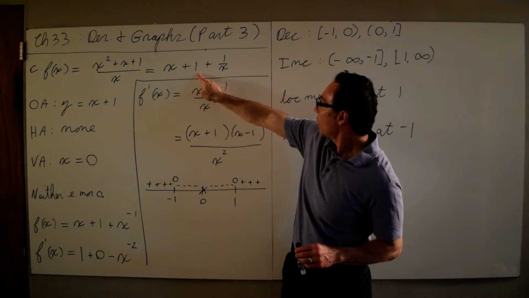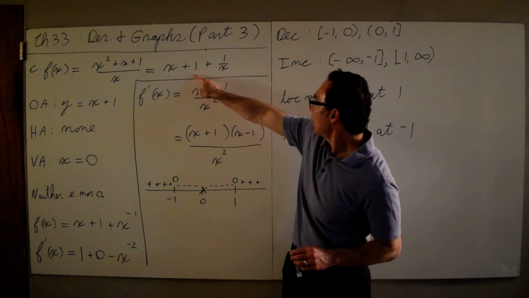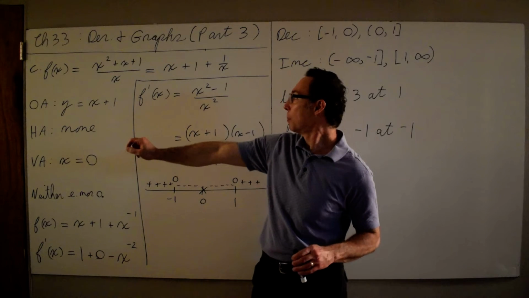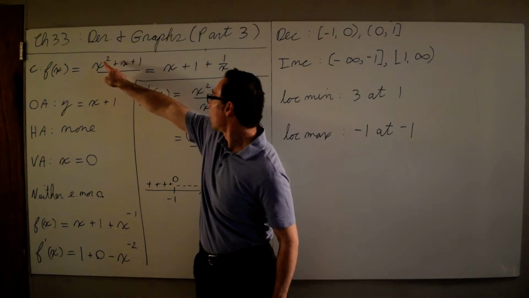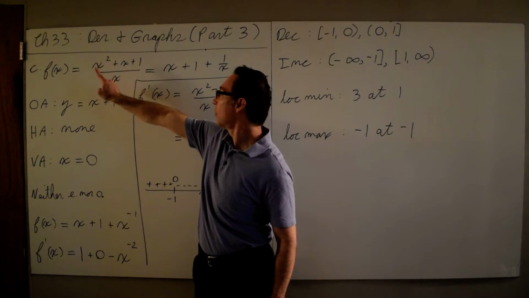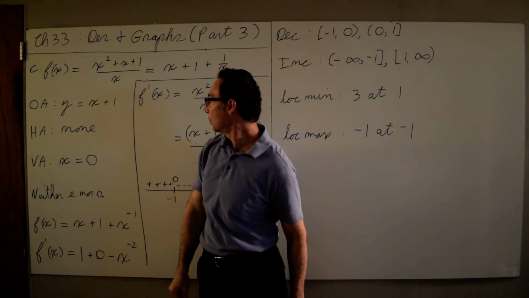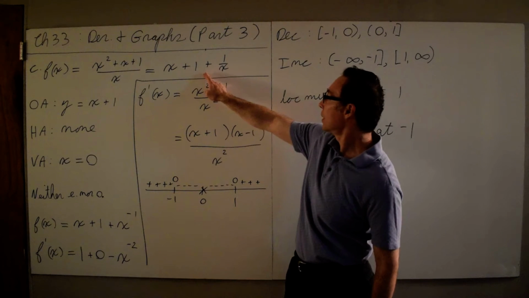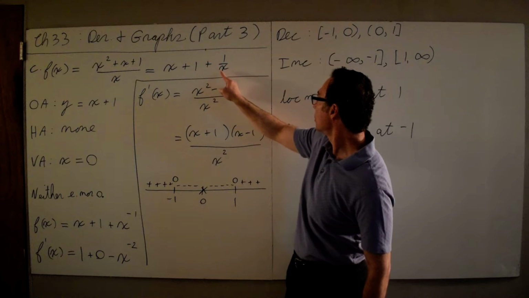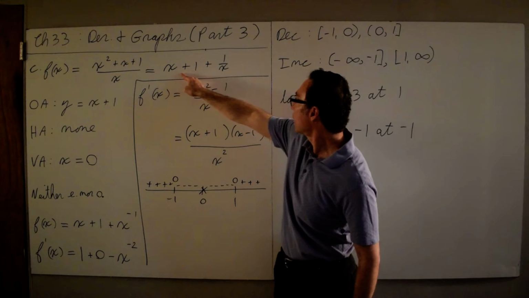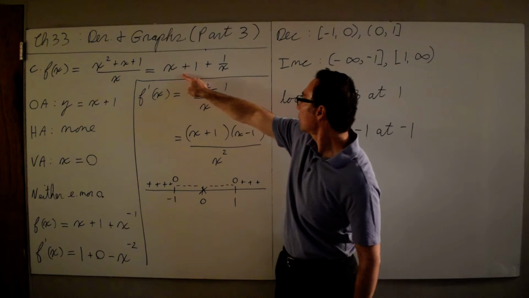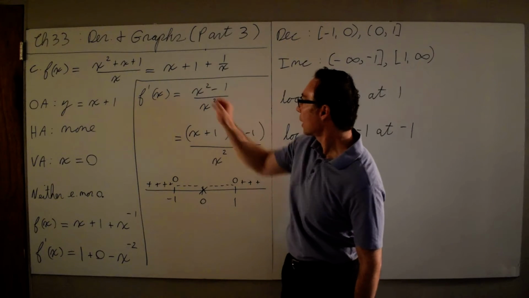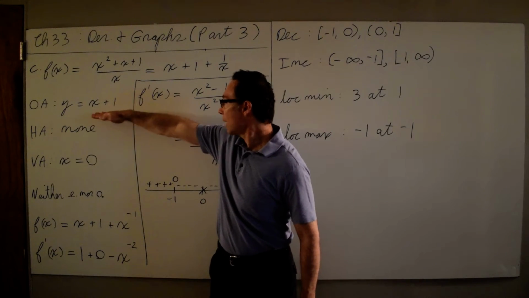So we write it like this. This makes it easy to read off the oblique asymptote. The oblique asymptote is just x plus 1. Remember, if you have a rational function where the degree of the numerator is exactly 1 more than the degree of the denominator, you have an oblique asymptote. Writing it like this, as x tends to either infinity or negative infinity, this term goes to 0. So this function starts to look like x plus 1. So this function is x plus 1 plus a little piece or minus a little piece. So it eventually looks like x plus 1. So we have the oblique asymptote.